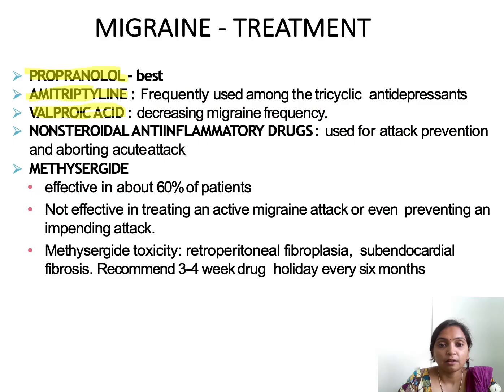NSAIDs can be used in case of attack, and also for aborting acute symptoms. Methysergide is also known to be effective in 60% of the patients of migraine. It is not effective in acute attack, but it is more effective for preventing an impending attack.